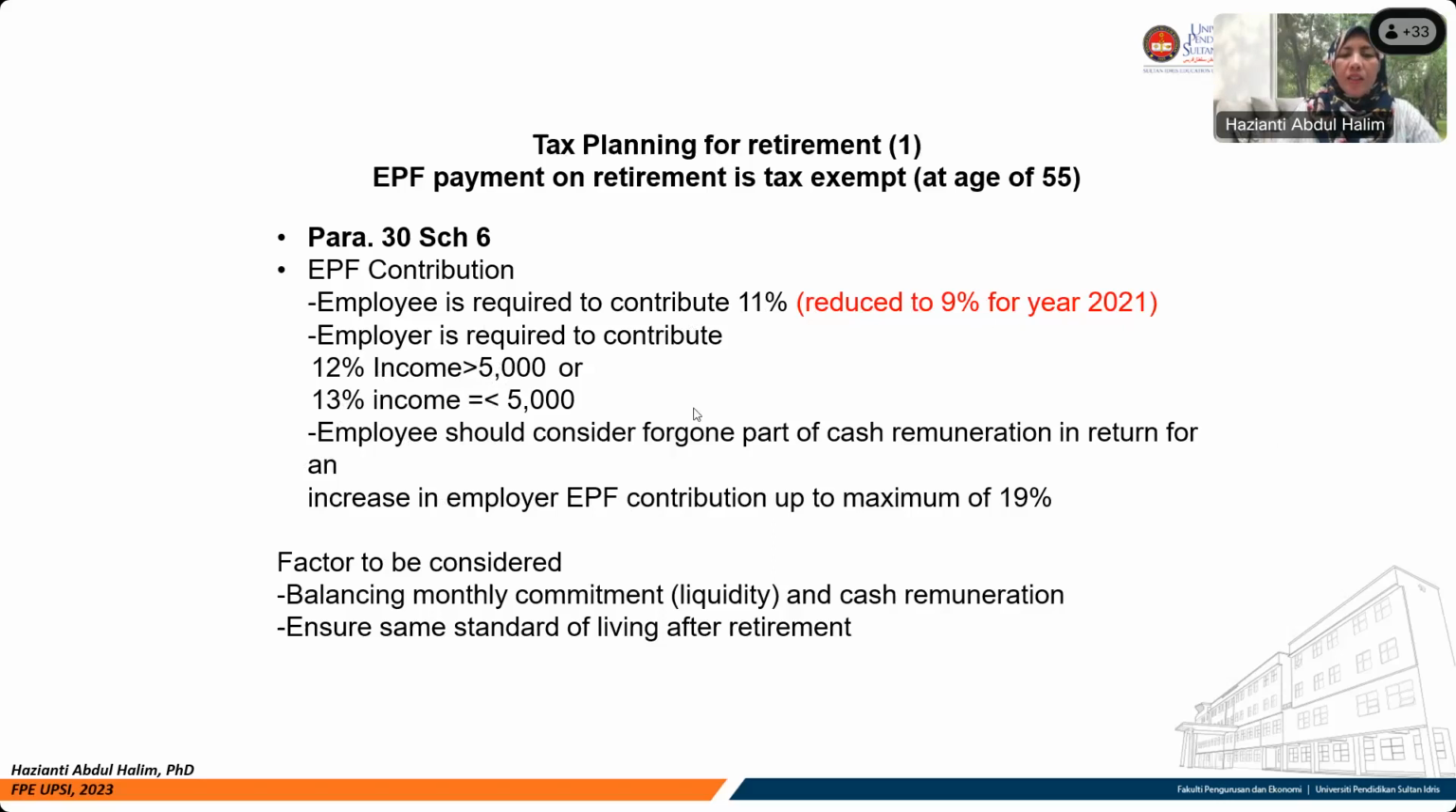So in this case, kalau kita tengok all the calculation tadi, I focus on the tax planning too, because not only you know how to calculate, you also know how to strategize. Kita dah tahu tadi kalau cash remuneration under section 31A, whatever you get, bonus, allowance, apa semua tu will be taxed lump sum kan. So one of the strategy is that the employee can consider foregoing part of cash remuneration in return for an increase in employer contribution up to maximum of 19%. So employer punya contribution ni, walaupun kata dekat sini 12 atau 13, but the employer can contribute up to 19.